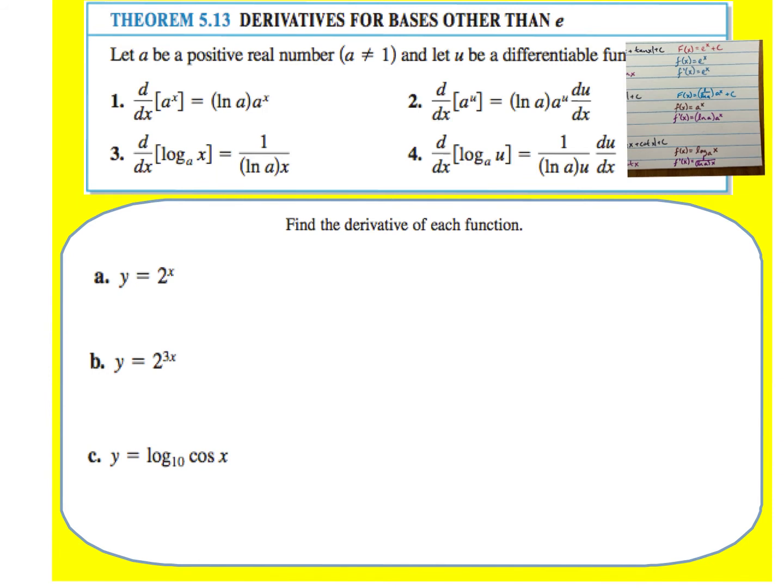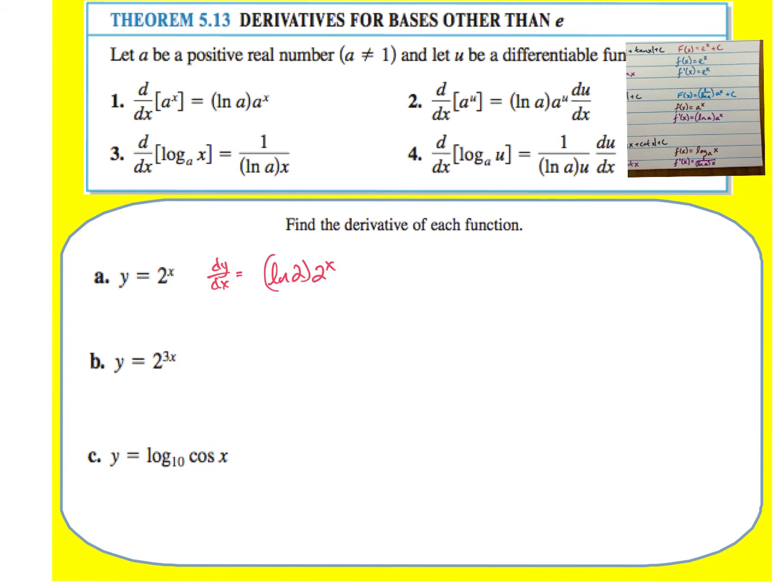Let's do some examples. So we have y equals 2 to the power of x. So let's just look at our note card. How would I tell that I'm taking a derivative? What would be the derivative notation? dy/dx. We don't have an f. So dy/dx is equal to natural log of 2 times 2 to the power of x. All right, let's look at this next one.